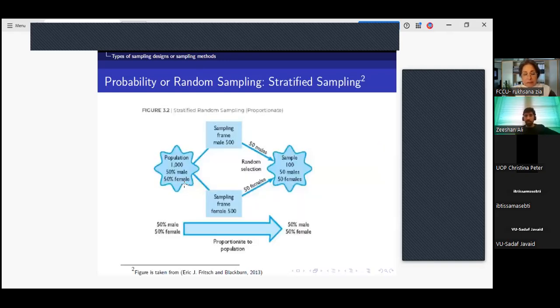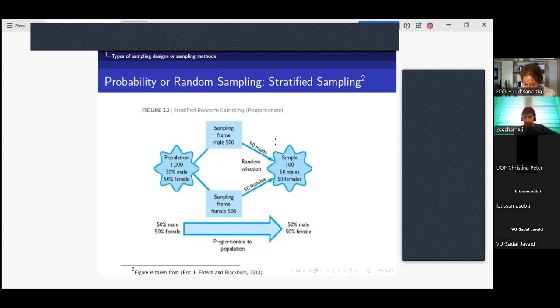So a demonstration in the form of visualization looks something like this. For example, we have 1,000 population units, 50% male and 50% female, and we want to select a sample of say 100 units. Then from these 500 males, we select 50 using simple random sampling, and from these 500 females, we select 50, and that's how we do stratified random sampling.